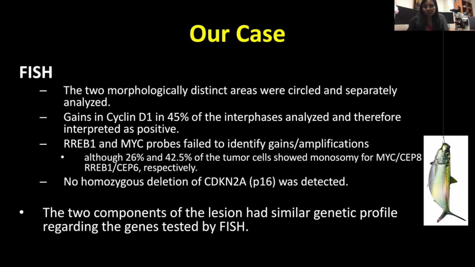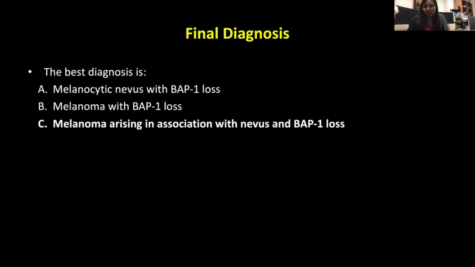So both components of the lesion show a similar genetic profile by FISH. So the best diagnosis for this case is the melanoma arising in association with nevus and BAP1 loss. So as I mentioned before, even though most of the BAP1-associated skin lesions are benign, you can rarely see melanoma cases. So always look for cytologic atypia, mitotic activity, etc. If you need help, please do the immunohistochemical study as well as FISH if needed.